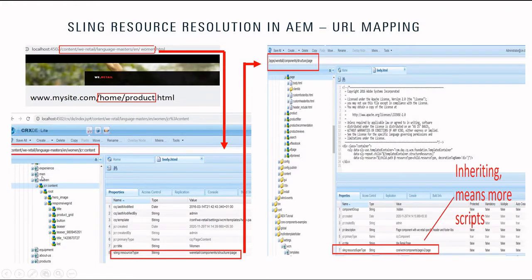This URL will be mapped: first of all, we copy this URL to CRXDE, we find this resource type property, we go to this resource type path, and then whatever HTML or JSP file is there will be executed. If we have a resource super type property, additional features will also come. It's inheritance. Okay, so resource type and resource super type, combining those, will actually render your page.